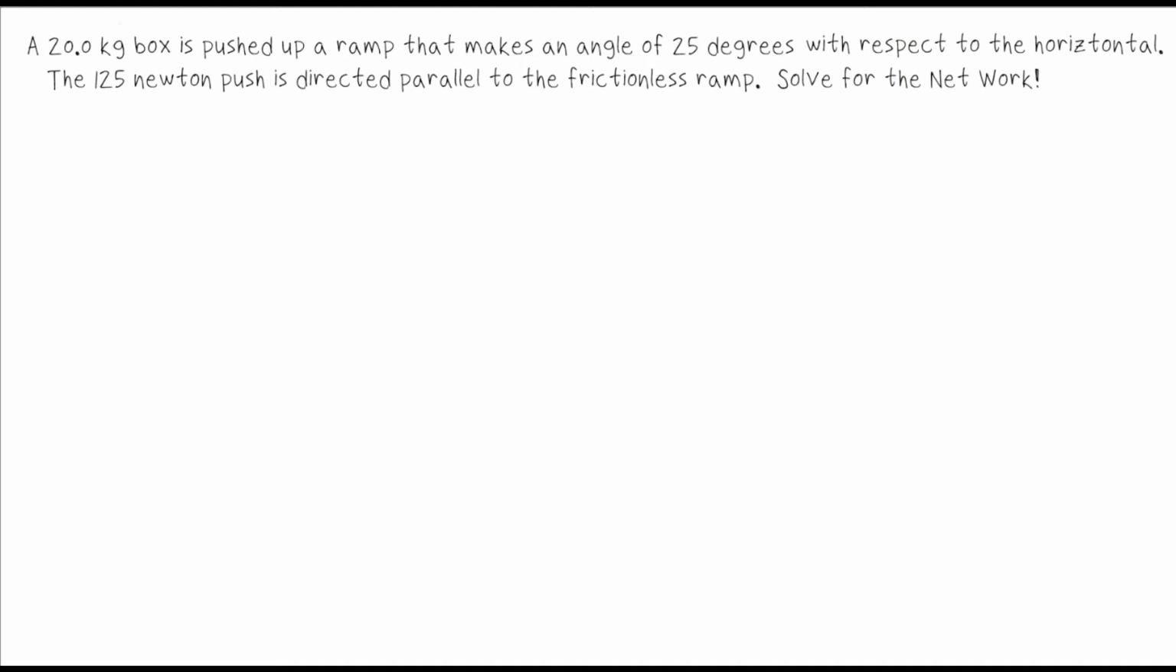So going through the important information, we see the box is 20 kilograms. That might be important. It's pushed up a ramp that makes an angle of 25 degrees with respect to the horizontal. So I bet 25 degrees with respect to the horizontal will be important. It tells us the magnitude of the push. We also know that the orientation is parallel to the ramp. They also sneak in the fact that it's frictionless, so that's cool. That gives us one less thing to worry about. And we're interested in solving for the net work. So we've established the information that they've given us so far.